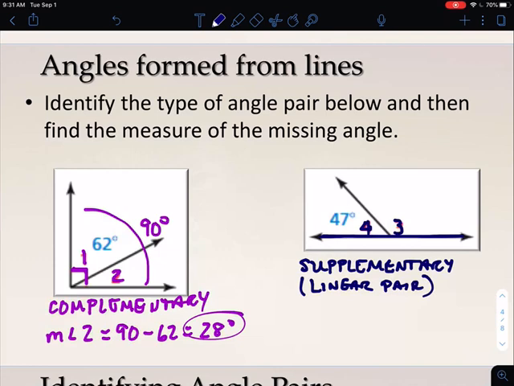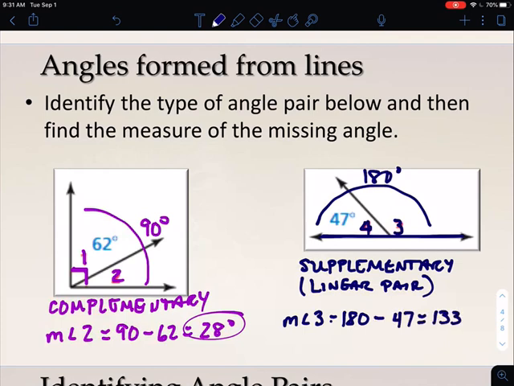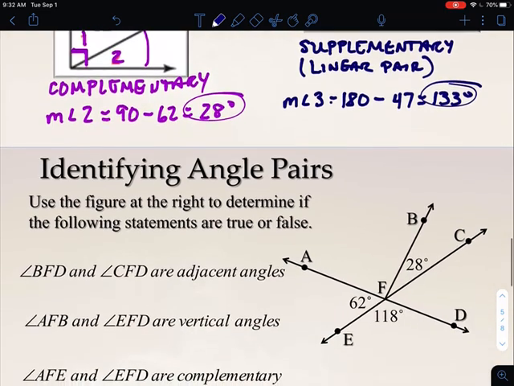So, supplementary or linear pair, this is the same type of deal where I know that the big overall angle here has to be 180 total degrees. So if I want the measure of angle 3, I take that total angle, 180, minus the 47, and I get my angle measure, 133 degrees. So knowing which type of angle pair you have will allow you to set up and solve an equation for whatever angle is missing.